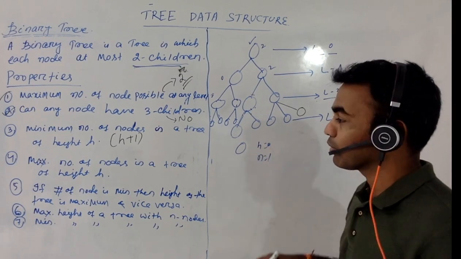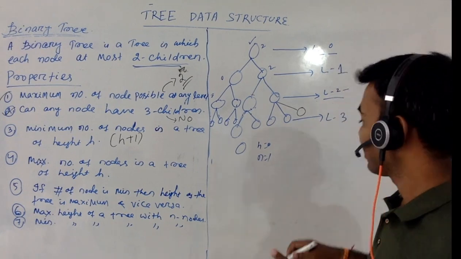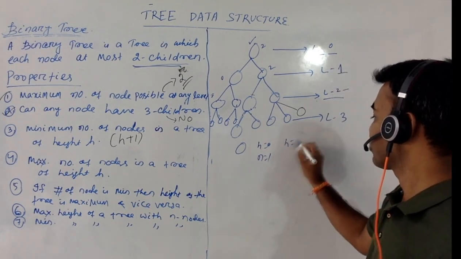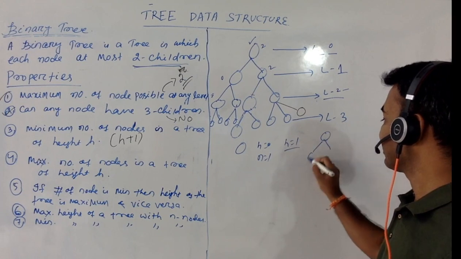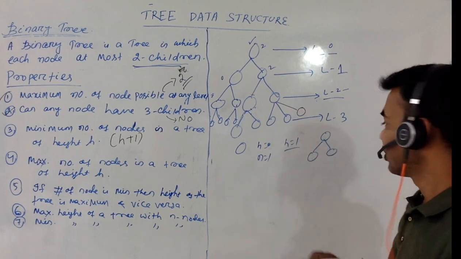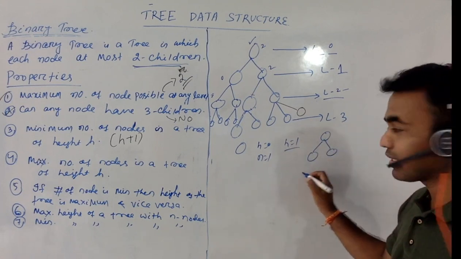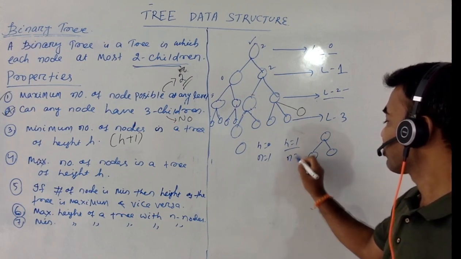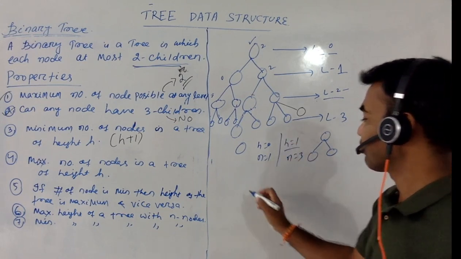Suppose the height is 1. Height 1 means this is the maximum number of nodes possible. So if the height is 1, how many nodes are there? Height 1 means the number of nodes is 3.